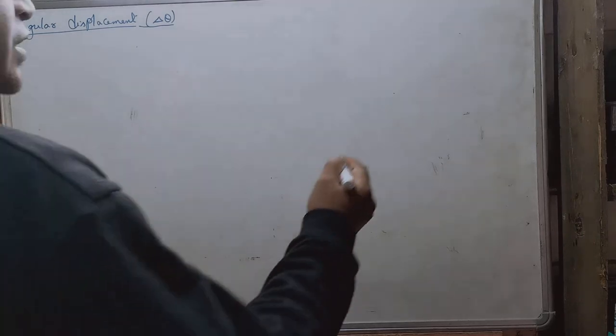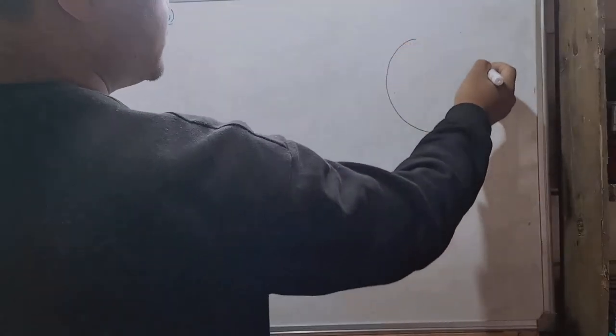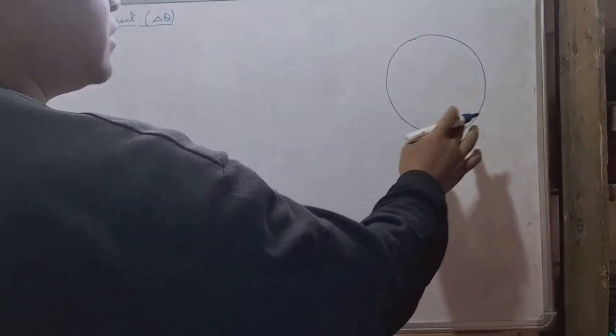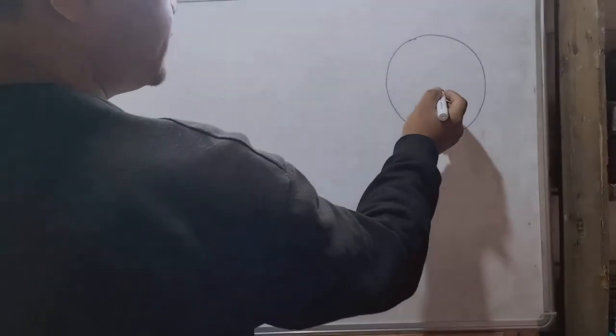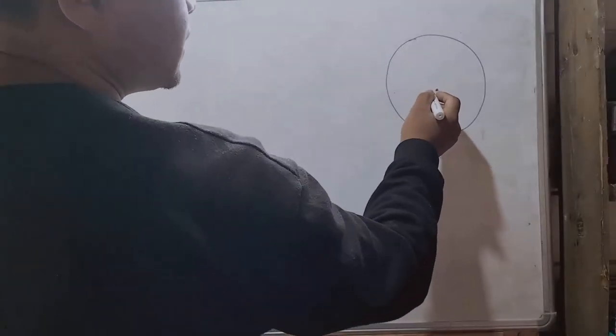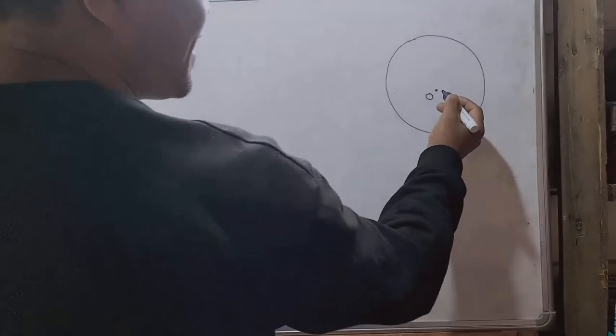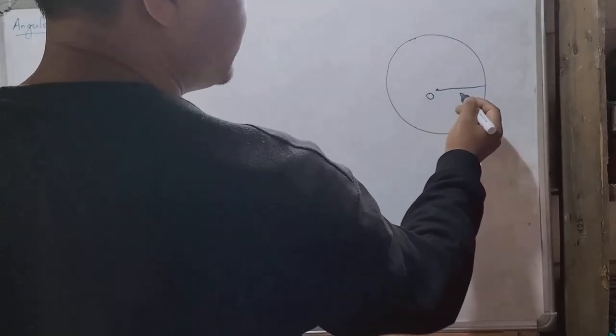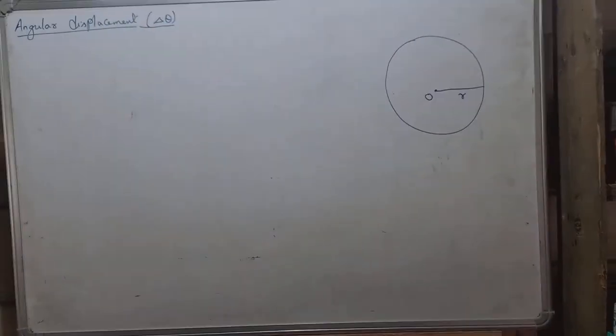Angular displacement. The angular displacement of a particle moving along a circular path is defined as the angle swept out by its radius vector in the given time interval. As shown in this figure, suppose this is the circular path of the particle. Let's say this is the center of the circle and this is the radius.